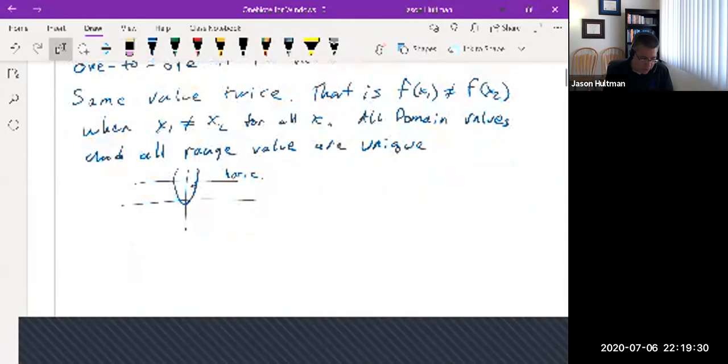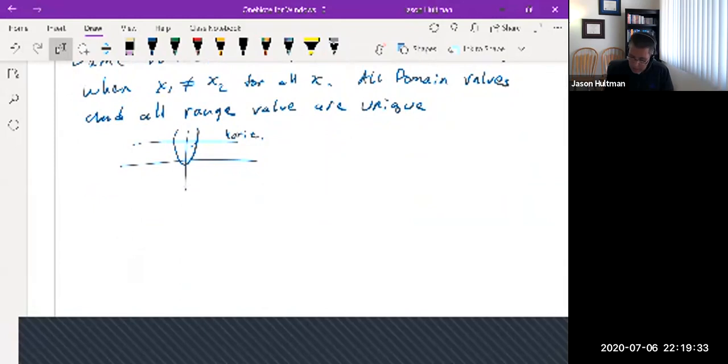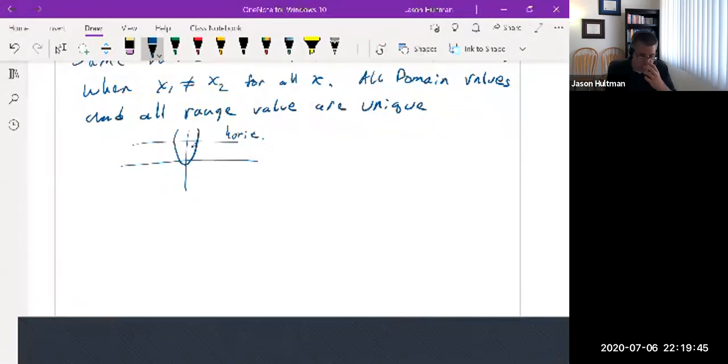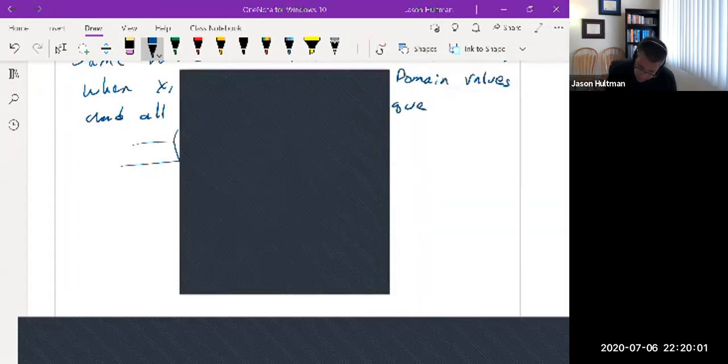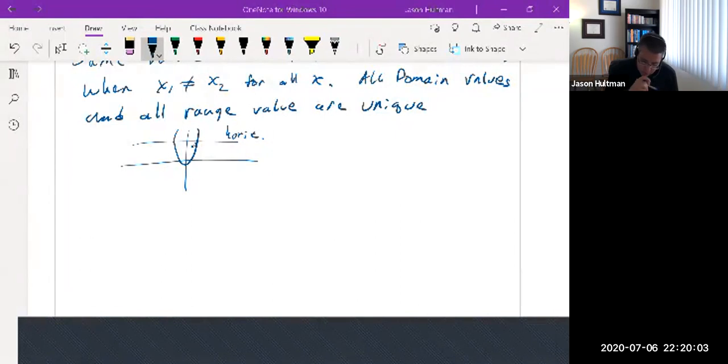Okay, now why do we care about a function being one-to-one? Because that allows us to get an inverse function. A function has to be one-to-one in order for us to get an inverse. And since exponentials and logs are inverse functions of each other, we want to talk about the properties of inverse functions.